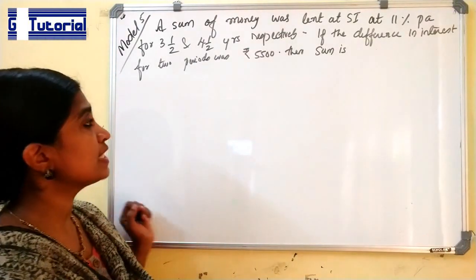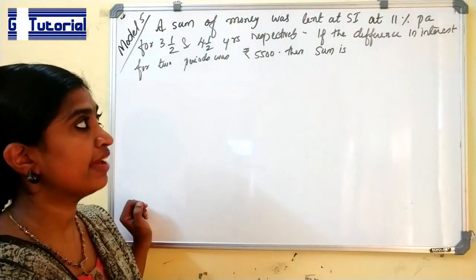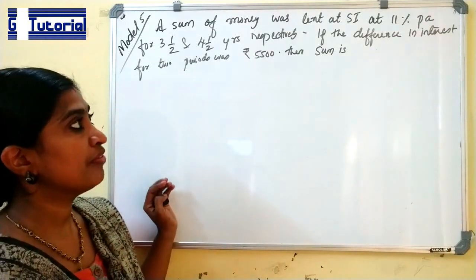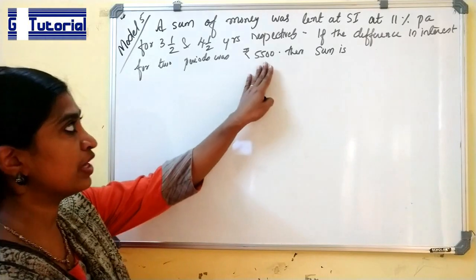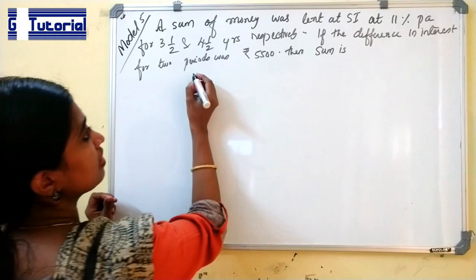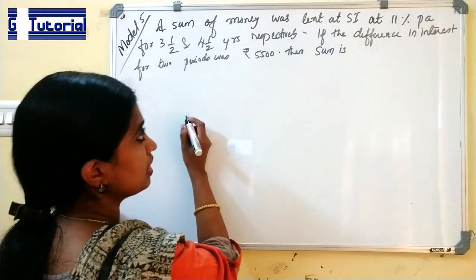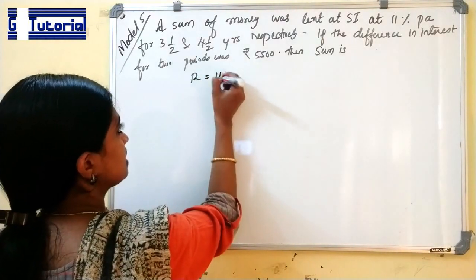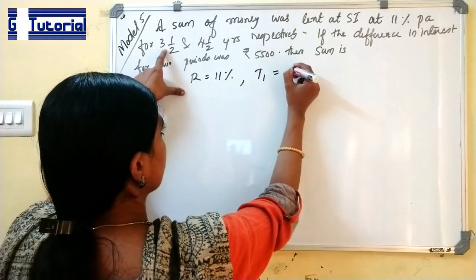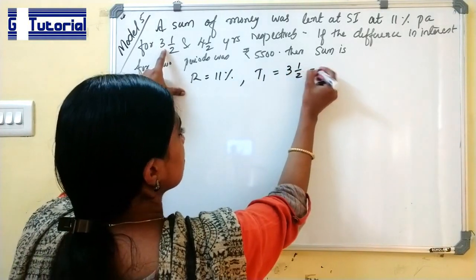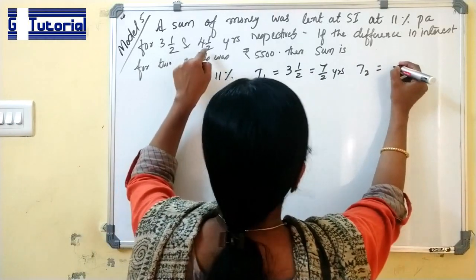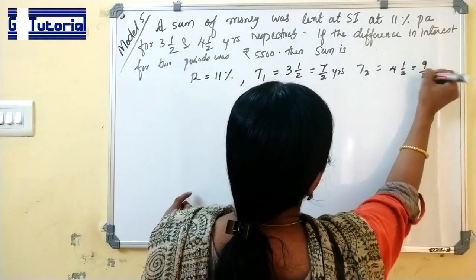This is the next question. A sum of money was lent at SI at 11% per annum for 3.5 and 4.5 years respectively. If the difference in interest for two periods was 5,500 rupees, then the sum is. Here we are given that money is lent at simple interest at a rate of 11% per annum for two different years. Time is, first is 3.5, which is 7 by 2 years, and T2 is 4.5 years, which is 9 by 2 years.